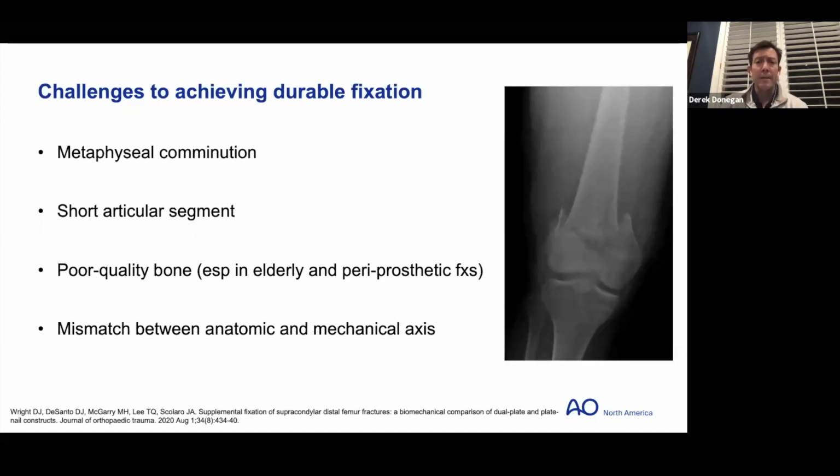Some of the challenges that have been described in the literature and that we know of just by treating these is that there's often metaphyseal comminution. There's often a short articular segment, which makes it difficult to get fixation. The bone quality around the distal femur, especially in the elderly and periprosthetic fractures, can be really poor and really difficult to achieve optimal fixation. And then there's often a mismatch between the anatomic and mechanical axis of the femur, which makes it quite difficult and challenging to take care of these.